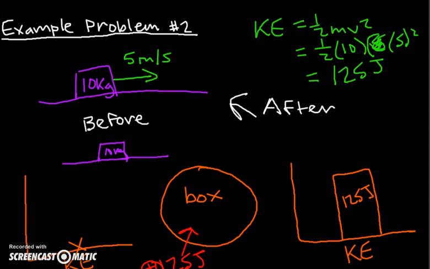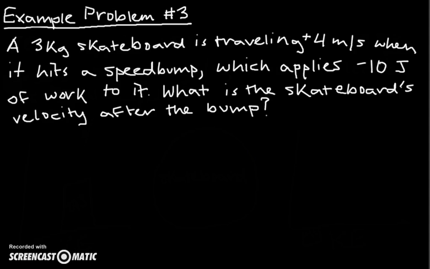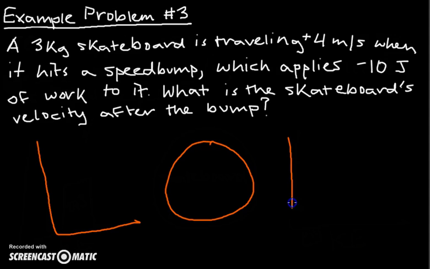Let's work on one last problem. A 3-kilogram skateboard is traveling positive 4 meters per second when it hits a speed bump, which applies negative 10 joules of work to it. What is the skateboard's velocity after the bump? Let's use our LOL diagrams for this problem. Here's our L, O, and R L. And we're also going to be dealing just with kinetic energy.